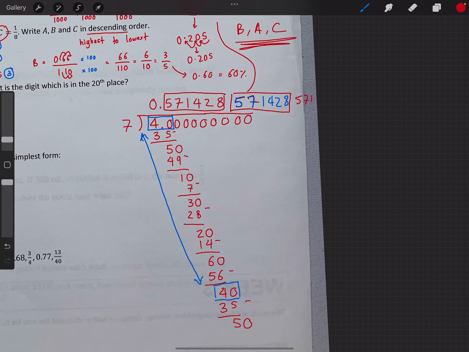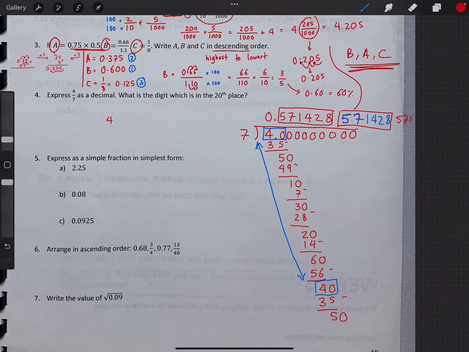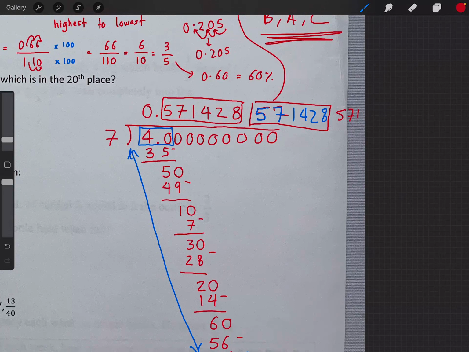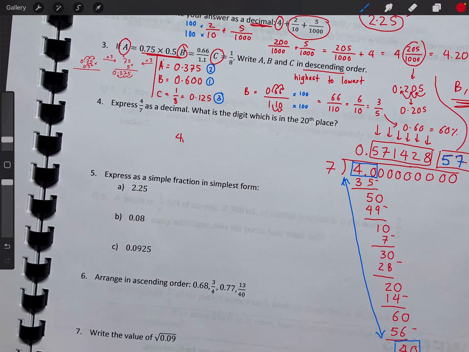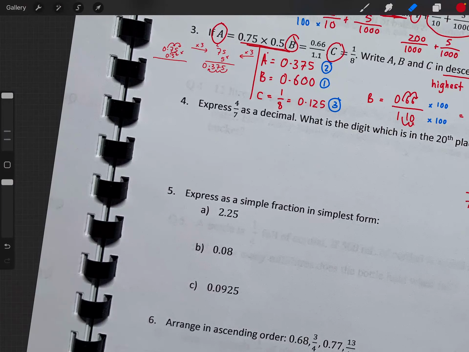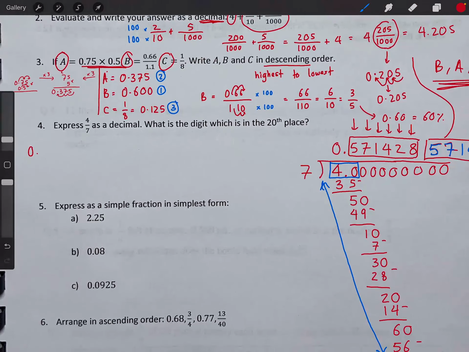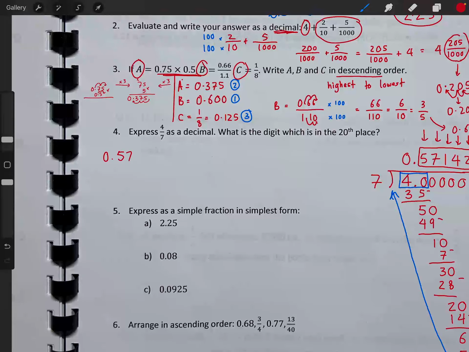There you go. So now the question is, what is the digit in the 20th place? We can say this is the first place, the second place, the third place. Now, how many numbers does it do before it repeats? You got 1, 2, 3, 4, 5, 6. It goes 6 numbers before it repeats. So it's 0 point 5, 7, 1, 4, 2, 8, and then it's going to go 5, 7, 1, 4, 2, 8. If you keep writing all the decimals, it's going to go like that.